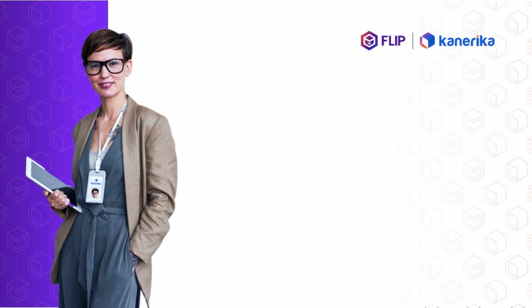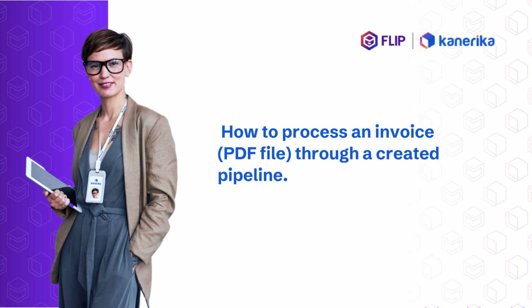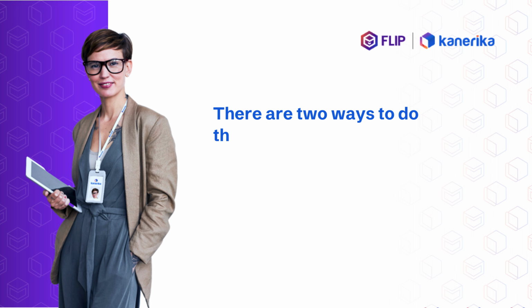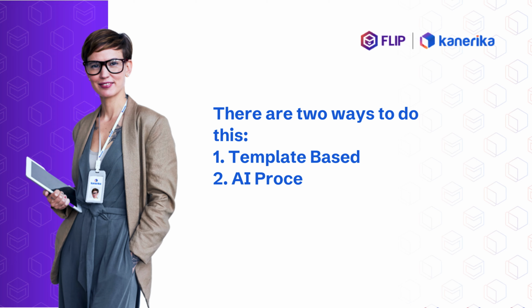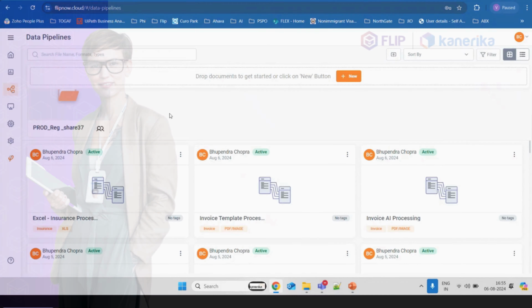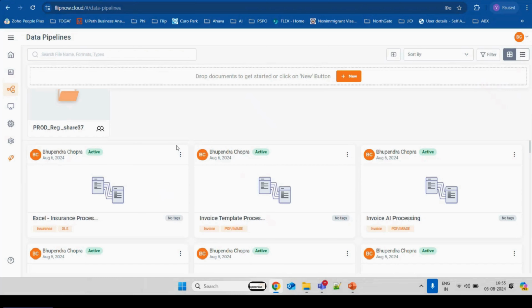In our previous video, we showed how to process an Excel file. Today, we'll cover how to process an invoice, a PDF file, through a created pipeline. There are two ways to do this: template-based and AI processing. First, let's process an invoice through template mode.